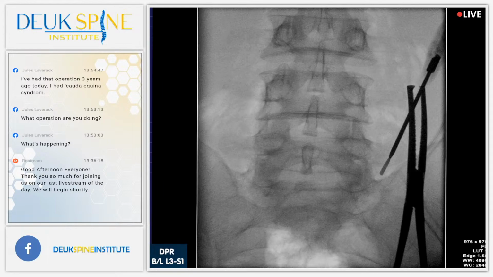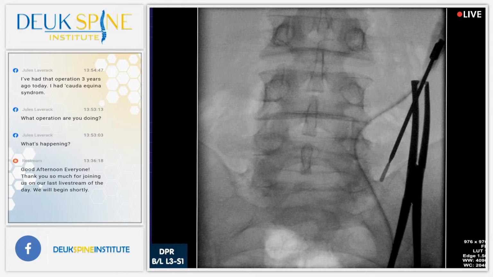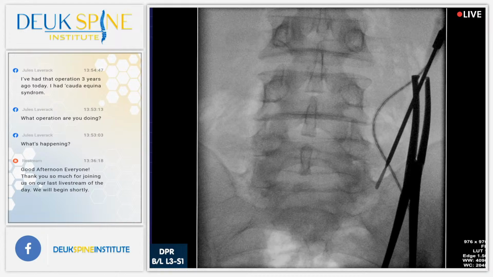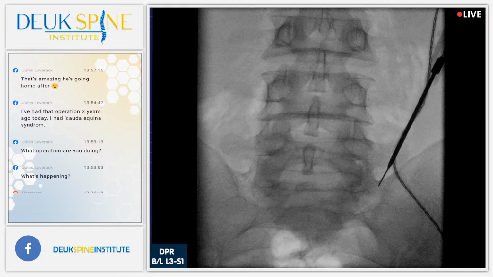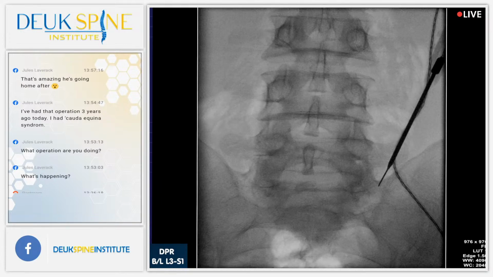Because other doctors do rhizotomies, but they don't do them like this. They do them with a needle, and it always wears off. So it doesn't have a lasting result. We want our patients to have a lasting result, one that lasts the rest of their lives. So we developed a new technology. It's called the Deuk plasma rhizotomy.